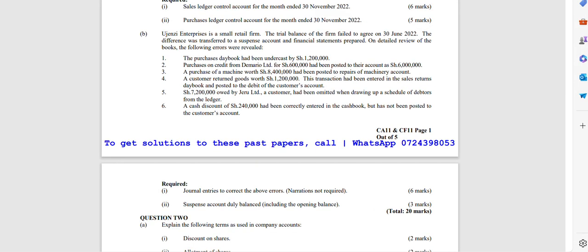The other one, the last one, is a cash discount. When you give a cash discount, you need to know that it's going to be recorded in the cash book and also in the customer's account. Here we've been told a cash discount of 240 had been correctly entered in the cash book. So the cash book does not have a problem, but it has not been posted to the customer's account. Now, if you give a customer a discount, it is supposed to reduce his or her debt. So in the customer account, you are supposed to credit to reduce the debt.